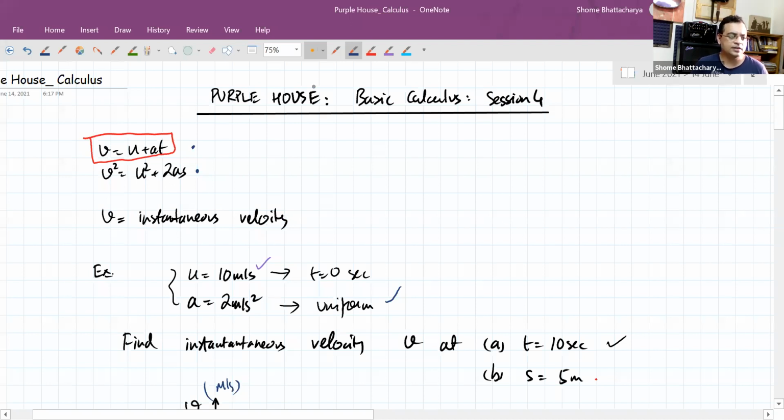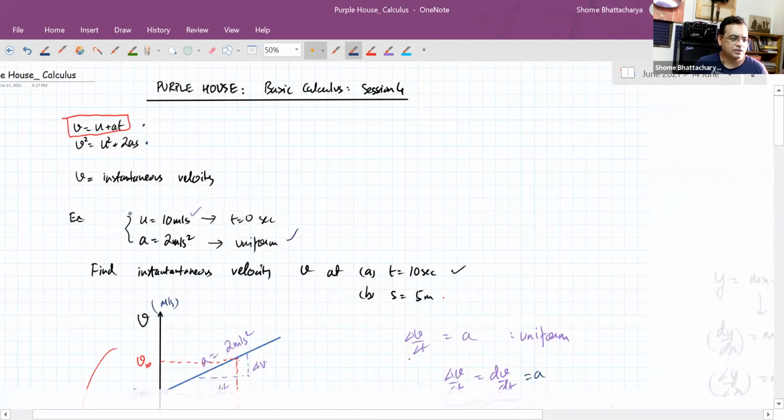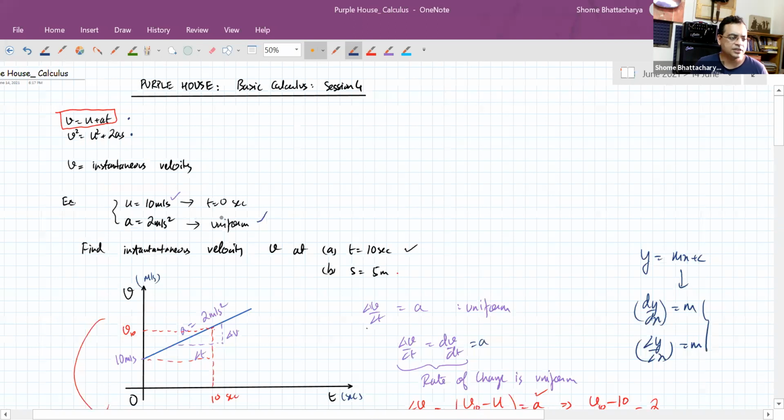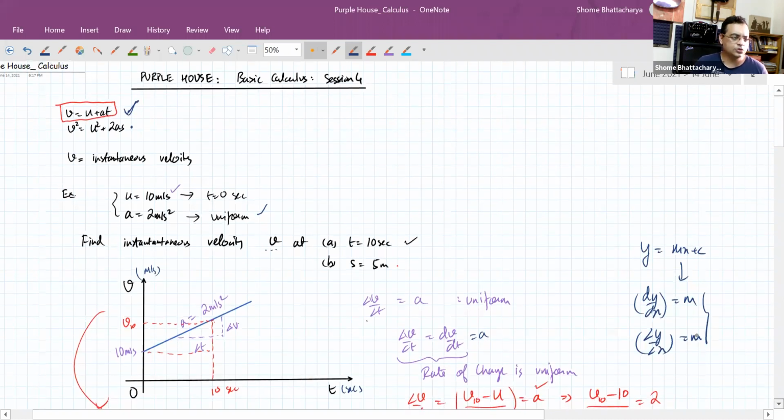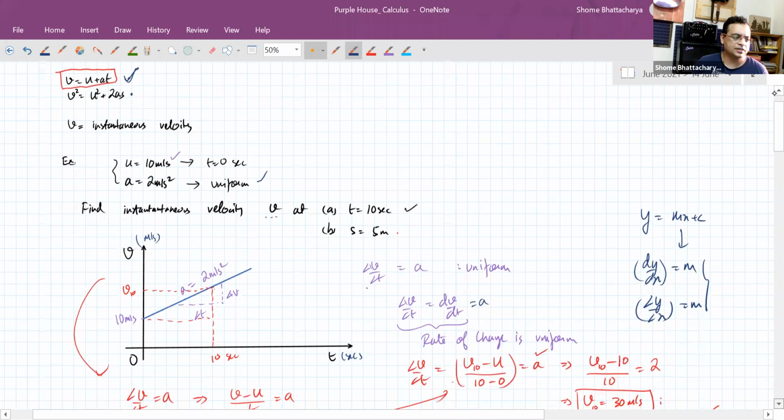How we understood that is by looking at a particular example. In this example, suppose we took the initial velocity as 10 meters per second and the acceleration as 2 meters per second square, and we want to find the instantaneous velocity at 10 seconds. How I will show that the instantaneous velocity at 10 seconds is the same as what I'll get by using this formula is by just using the definition of acceleration.